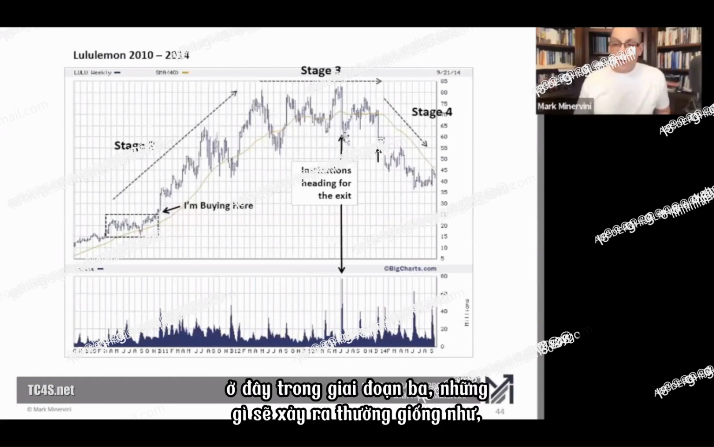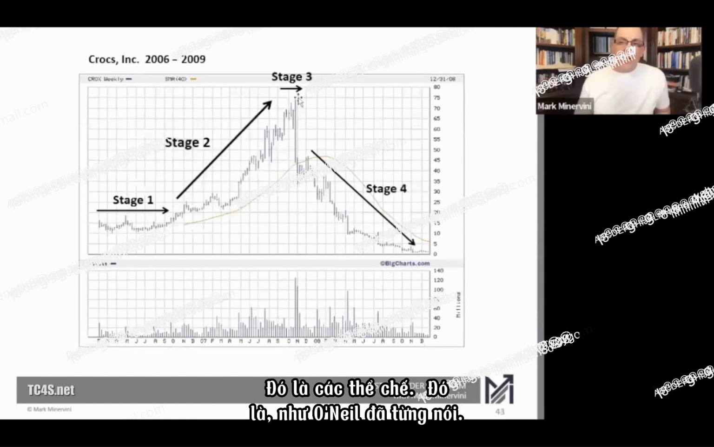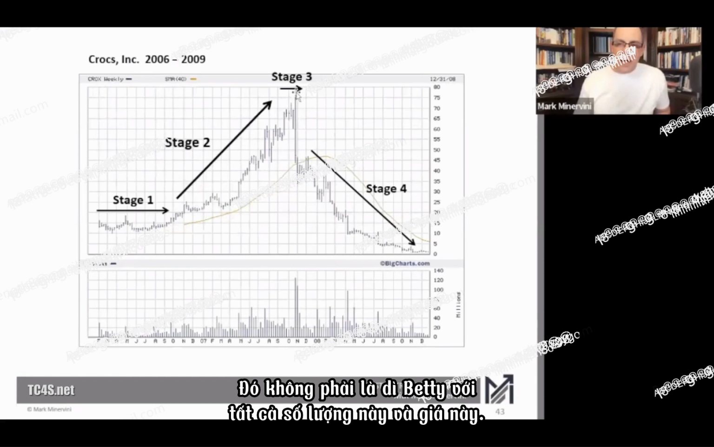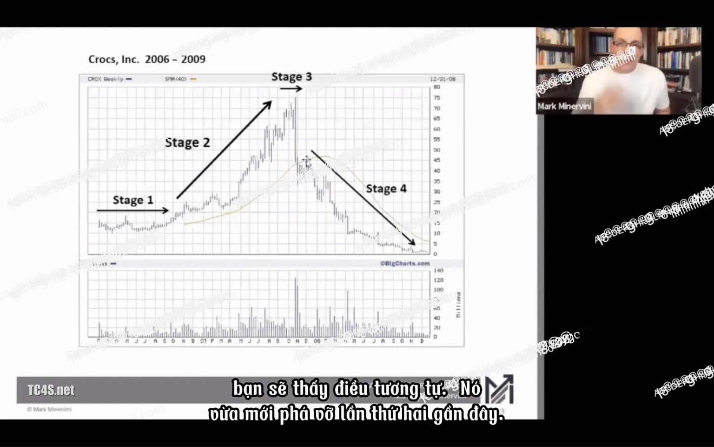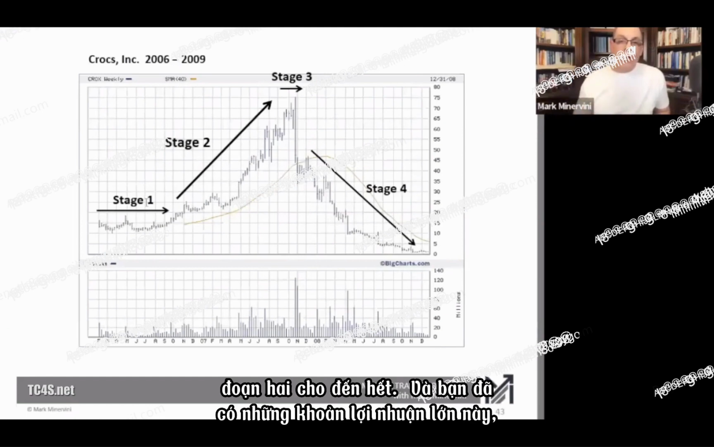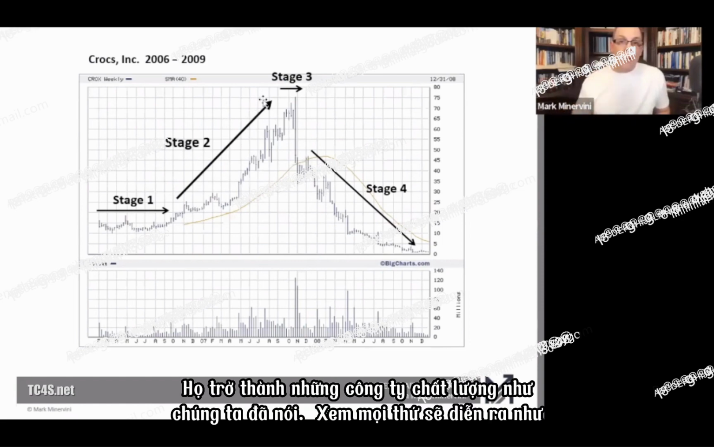Now, here in stage 3, what'll happen is very often, just like I'm going to go back here and show you Crocs. See this big break here? That's institutions. That's, as O'Neill used to say, someone's aunt. That's not Aunt Betty selling there. That's not Aunt Betty with all this volume and this price. Those are big institutions. You go back, you look at Facebook right now, you'll see the same thing. It just broke just recently for a second time. Those are institutions unwinding these positions that were built up through stage 2, all the way up, and you've got these big profits. And now you've got all this ownership. They become institutional favorites. They become quality companies, like we talked about.